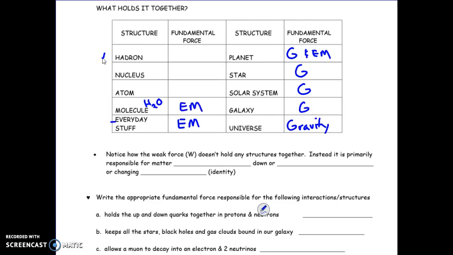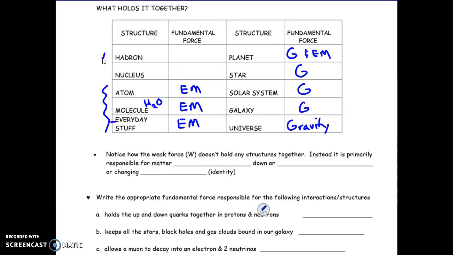What holds an atom together? What keeps the electron going around the nucleus? Think about that. You should know it. That is also the electromagnetic force. So we see that the electromagnetic force is responsible for the stuff that makes up everything in our lives. That's why it's so important to us.